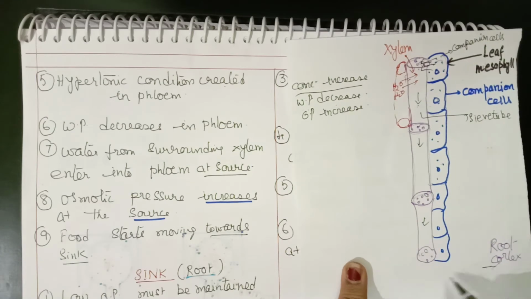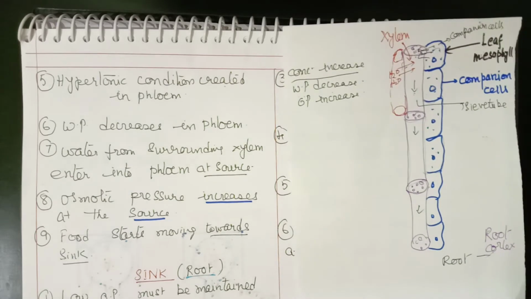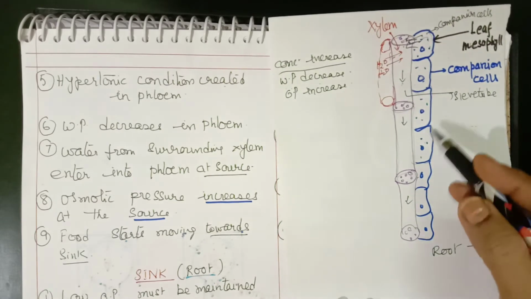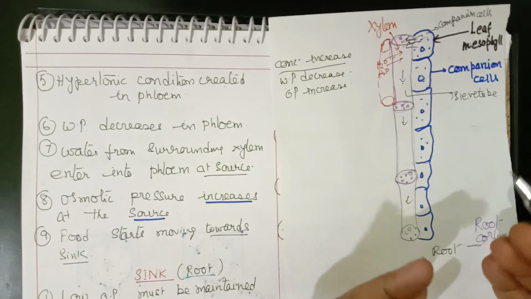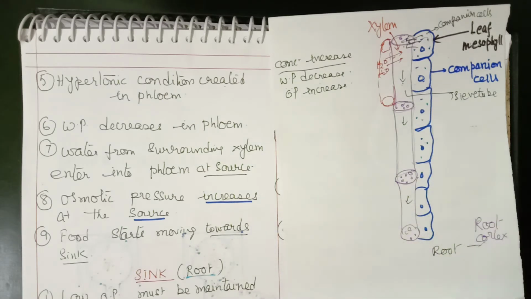So this is the root here. Food will start moving towards the root, or towards the sink. Now what are the changes which should take place in the sink so that it can receive food material? Whatever food is coming from the source, the sink has to receive it.